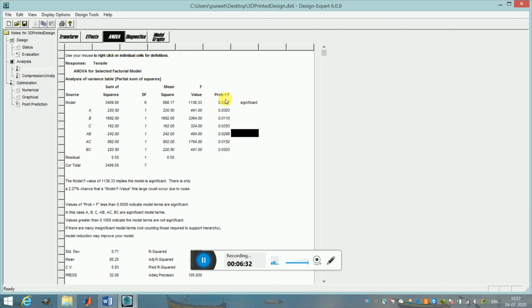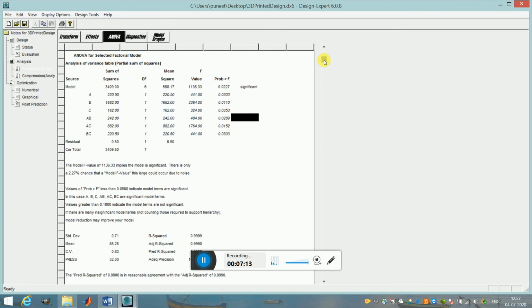Out of these six terms, which one is significant? For that you have to see the p value here. The terms having a value less than 0.05 are all significant. In this case you can see the same thing is mentioned here also. So A, B, C, everything is significant. All these six terms are significant in this case. Because I have put these response values just randomly, that is why we are getting it like this.